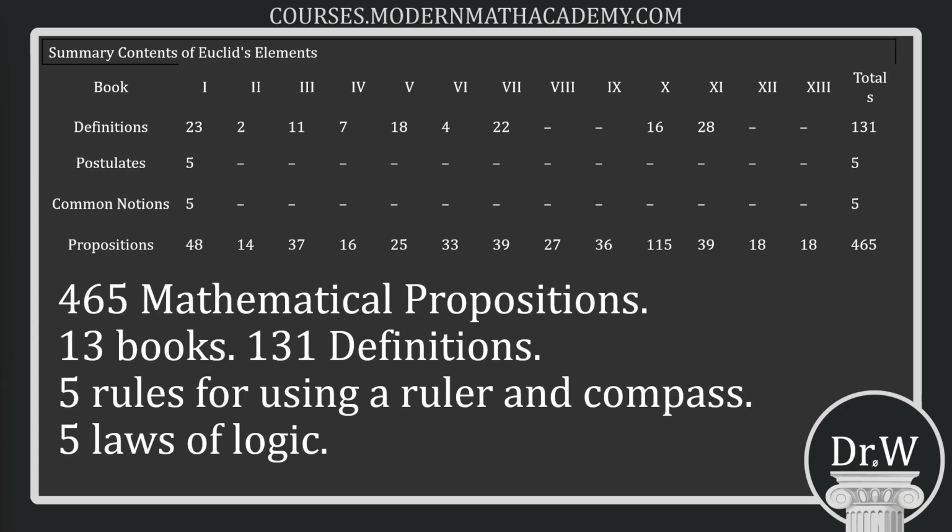But I think it's helpful to look at this and to see Book 1 has 5 postulates, 5 common notions, and 48 propositions. And the rest of the books have no postulates and no common notions. But this contains all known math. It's quite the feat. This is why this book was the number one math textbook for 2,000 years, more than 2,000 years.